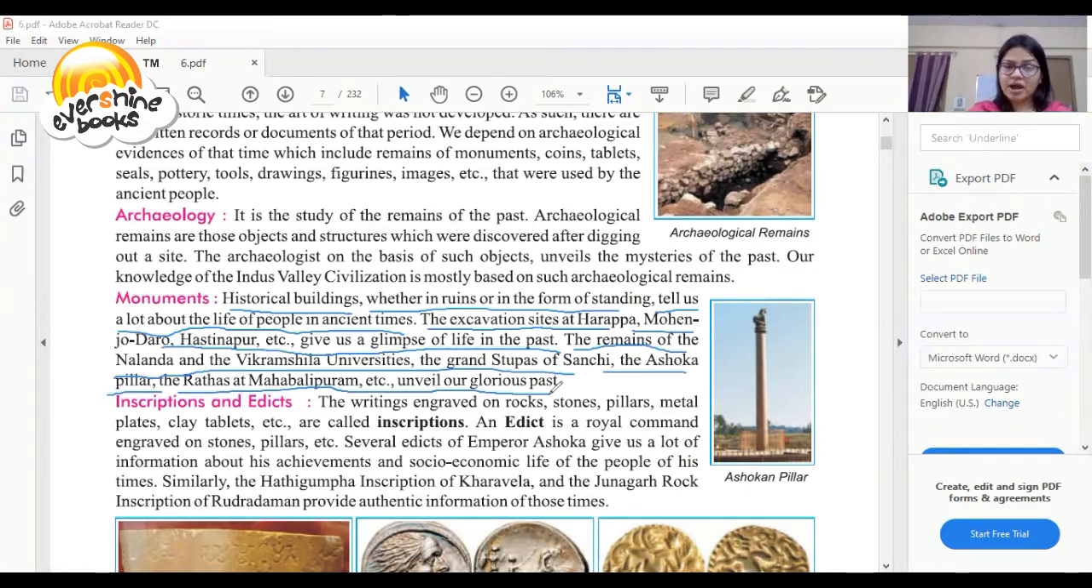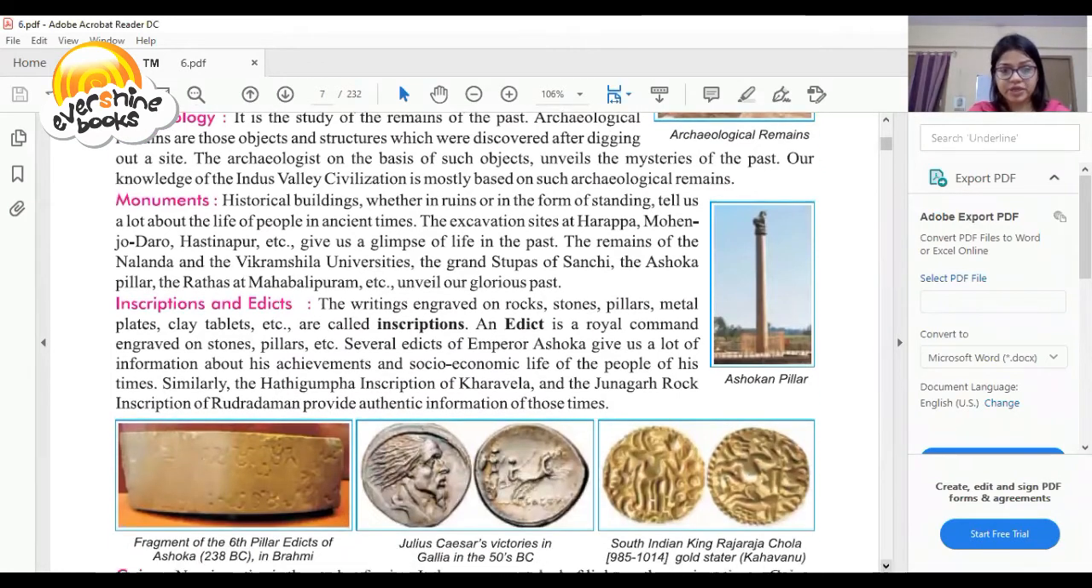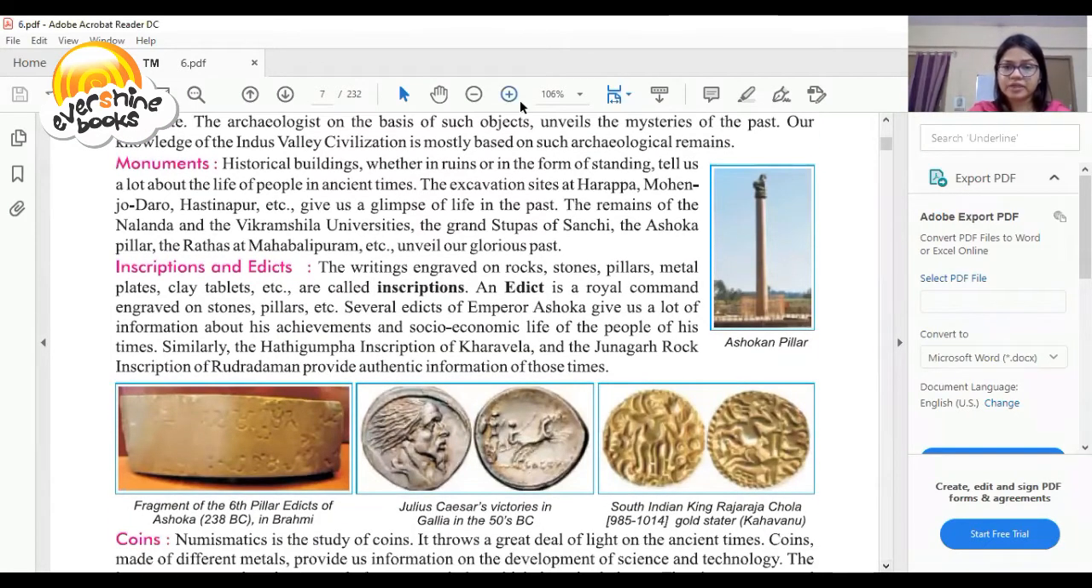So these are some monuments of our past. Let's understand inscriptions and edicts. What are inscriptions? Dear student, this is very important that you should know what inscriptions are. The writing engraved on rocks, stones, pillars, metal plates and clay tablets is called inscriptions.